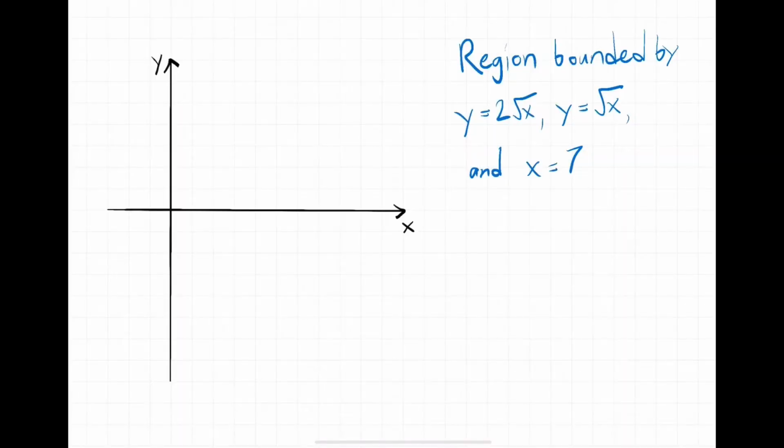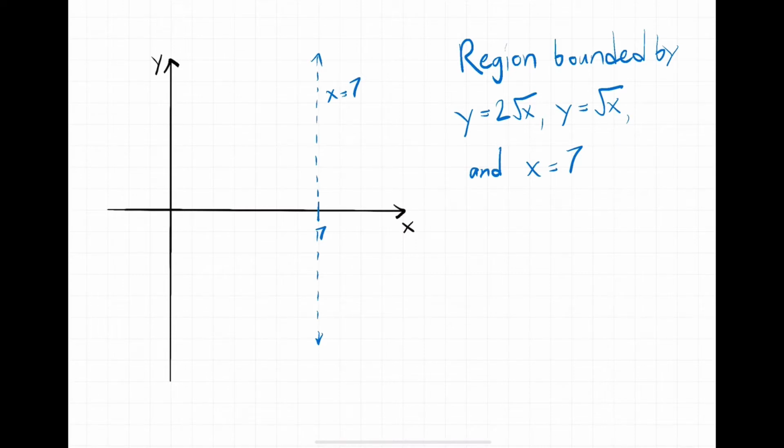Let's start by placing the line x equals 7 on our graph so that we have a reference for roughly how big our graph should be. Let's put it right about here. This is a vertical line in this position. x equals 7. Now we can graph y equals the square root of x.